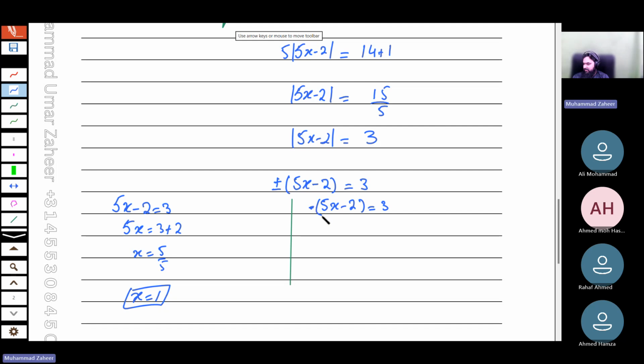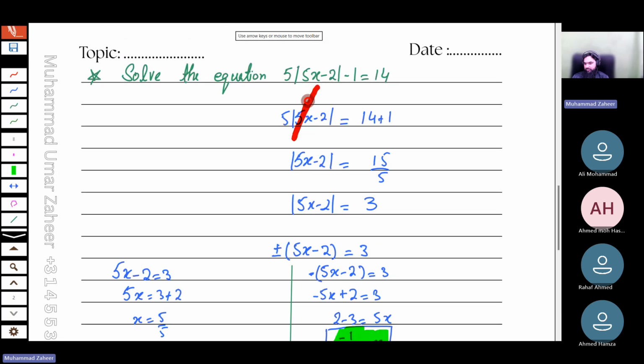Now minus is multiplying, it will be minus 5x plus 2 is equal to 3. Take the 2 to the other side: minus 5x is equal to 3 minus 2, which is 1. Then 5 is multiplying, it will be divide. So I get x is equal to minus 1 over 5. So I get the two answers, x is equal to 1 and x is equal to minus 1 over 5. These are both values that satisfy this equation.